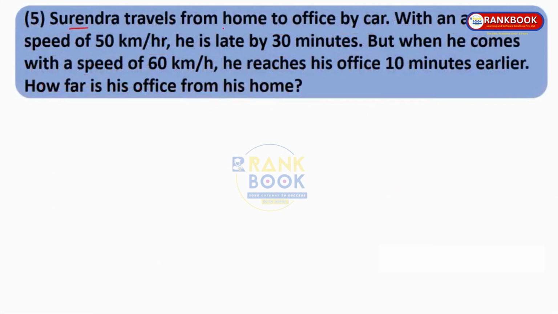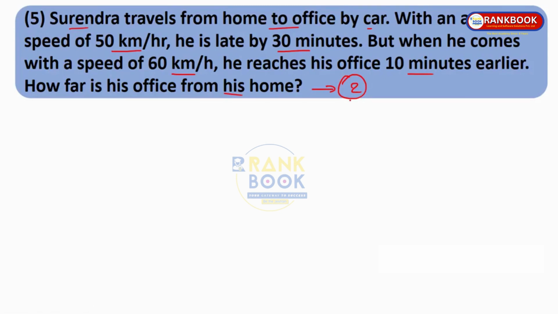Surendra travels from home to office by car. With an average speed of 50 kilometers per hour, he is late by 30 minutes. But when he comes with a speed of 60 kilometers per hour, he reaches his office 10 minutes earlier. How far is his office from his home? Now this sum can be solved in two ways. One is our regular method and another one is an easy method.